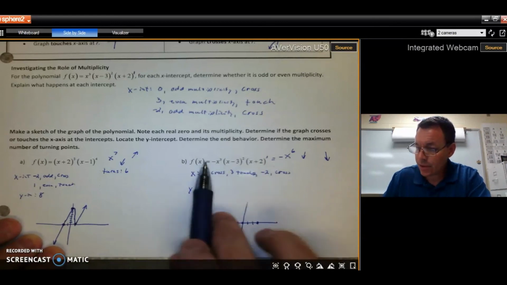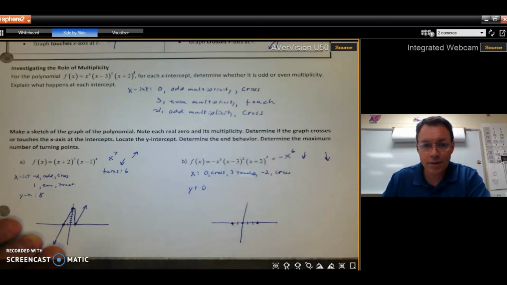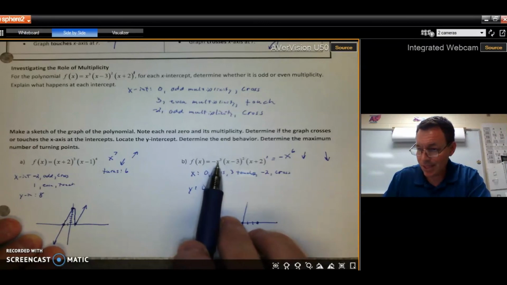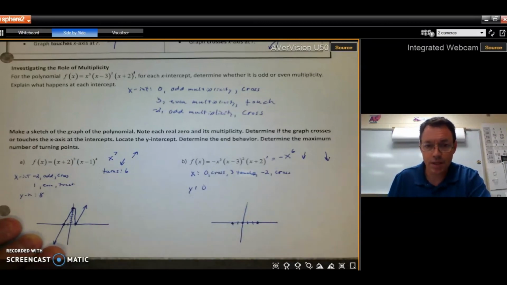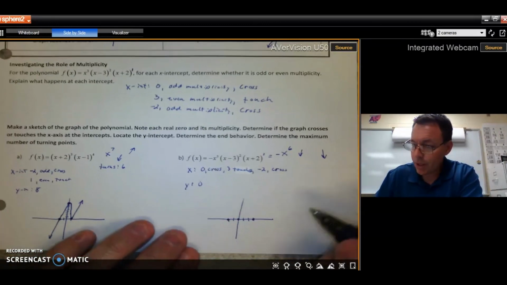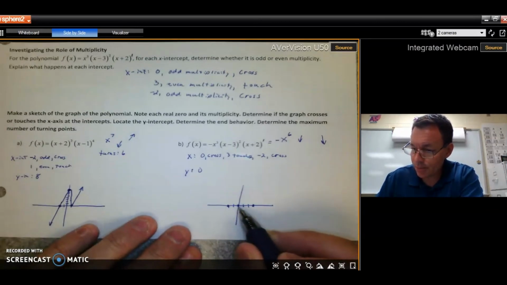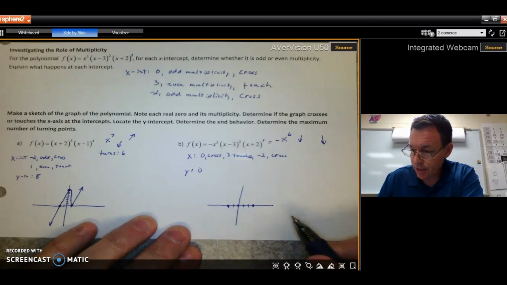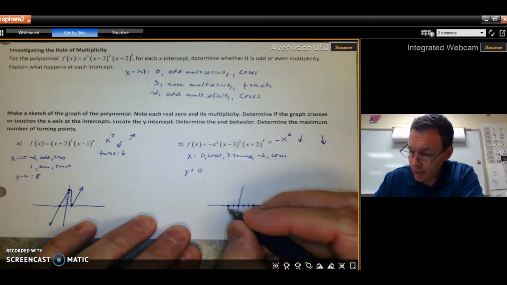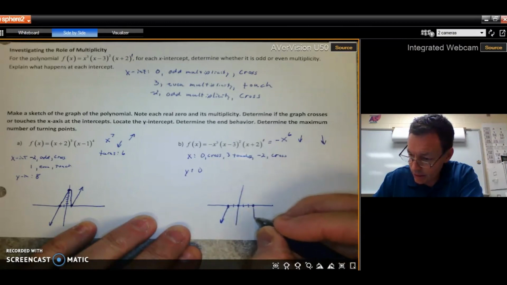If you plug zeros in for your x's to figure out where your y-intercept is, you're going to get 0, because this being a 0 just wipes everything else out. Okay? So here's what I got. So I labeled my intercepts. So here's the negative 2, the 0, and the 3. I also know what the ends of my graph are going to do. They're going to go down and down.